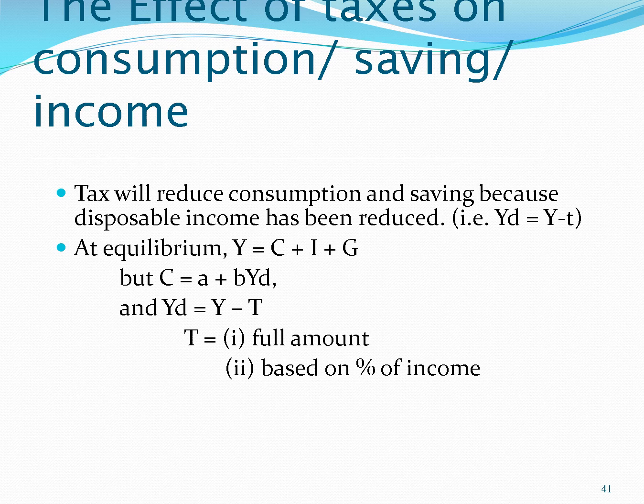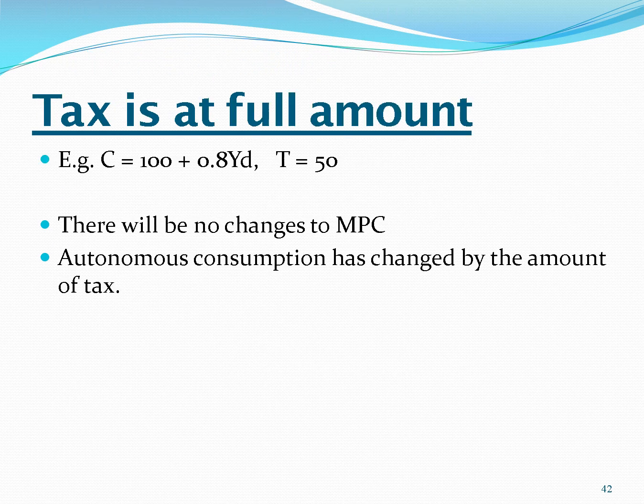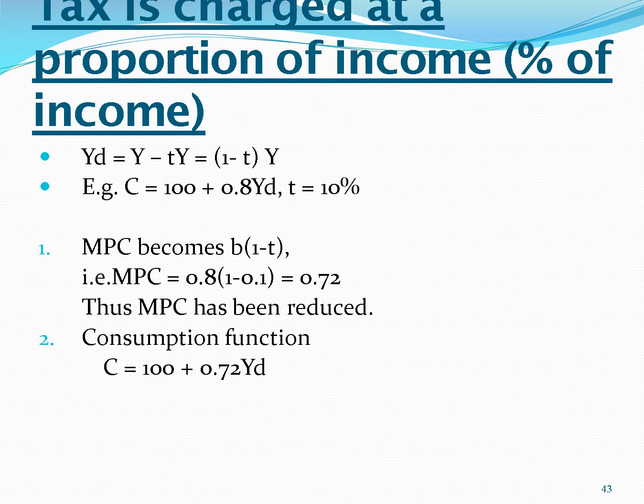T is a base, whether it's a full amount or based on a percentage of income. Example, let's say tax is a full amount. Let's say they give you T equal to 50, and this is a consumption function: autonomous consumption is 100, and 0.8 is your MPC. So YD is Y minus T. There will be no change to MPC. Autonomous consumption has changed by the amount of tax.